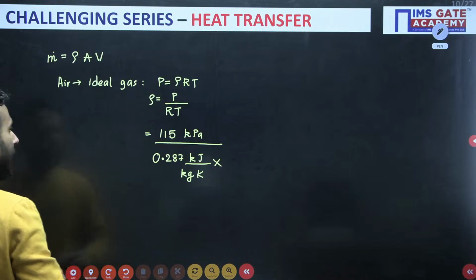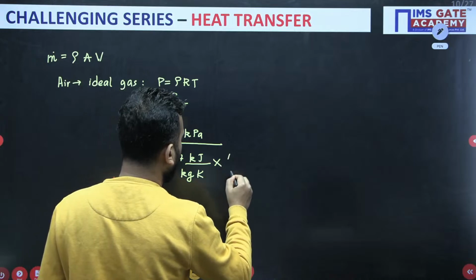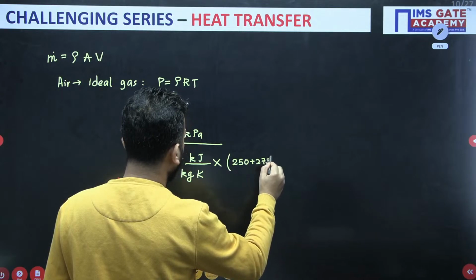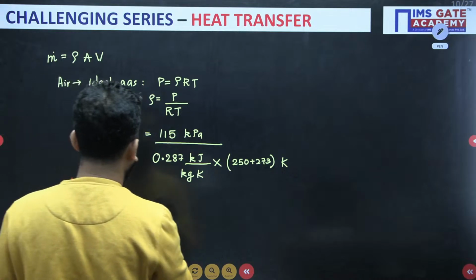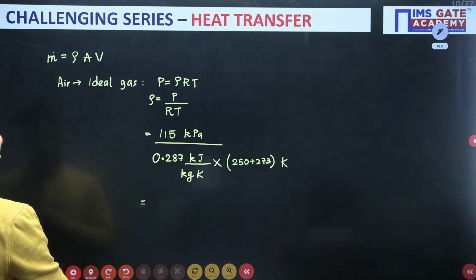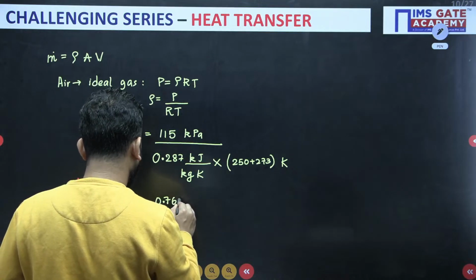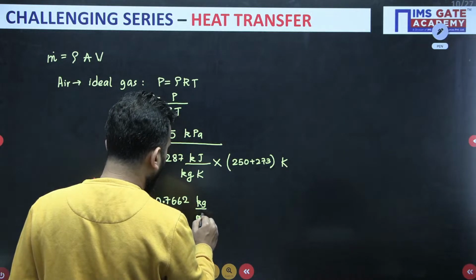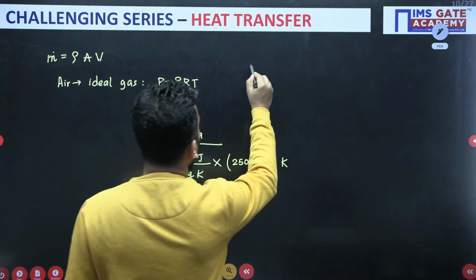And T at the inlet is 250, but you have to convert it into Kelvin. Okay. So when you cancel out all these things, you will get the answer as 0.766 kg per meter cube. So once rho is found out, rho I have found out.